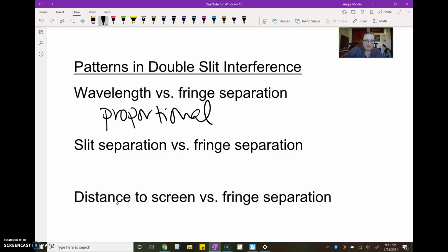Okay. The relationship between slit separation and fringe separation, that was inverse, right? As the slit separation got further apart, the fringe separation got closer together. And then finally, the distance to the screen versus fringe separation. So how far away the actual slits were from the screen that we were observing the interference pattern on. And that was proportional.